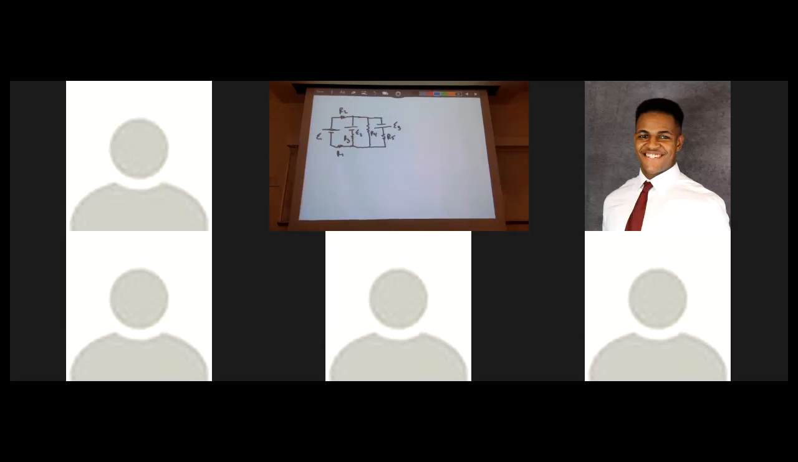So the first thing is, how many loops do I actually have? Well, I have the big loop, so that's 1. I have this loop here, which is 2. I have this loop here, which is 3. I have this loop here, which is 4. I also have this loop here, which is 5. I have this loop here, which is 6. So I got a whole bunch of loops. Okay. But again, not all of them are independent.